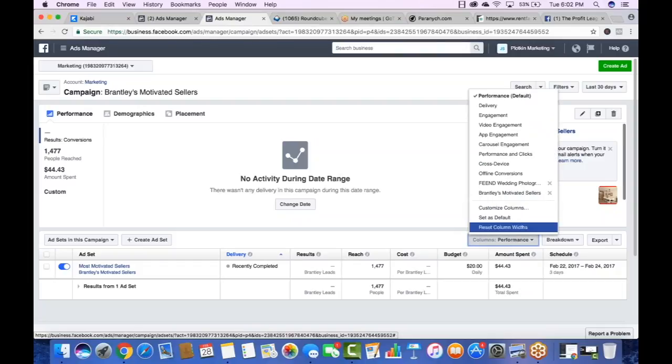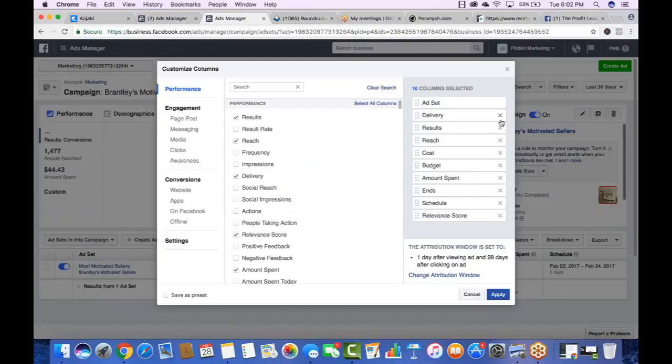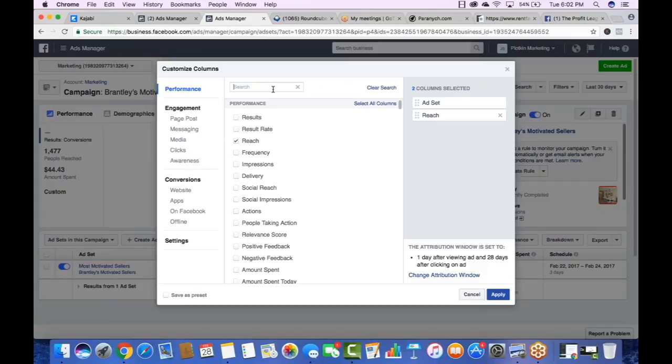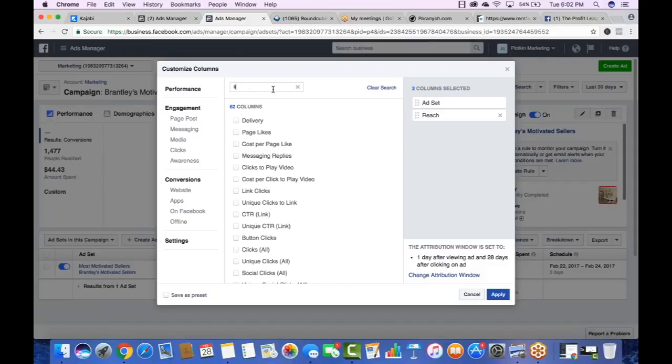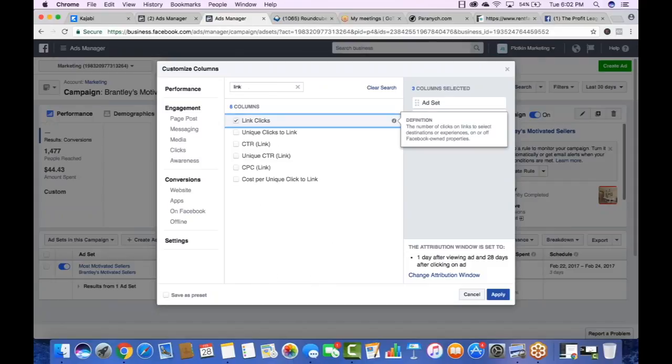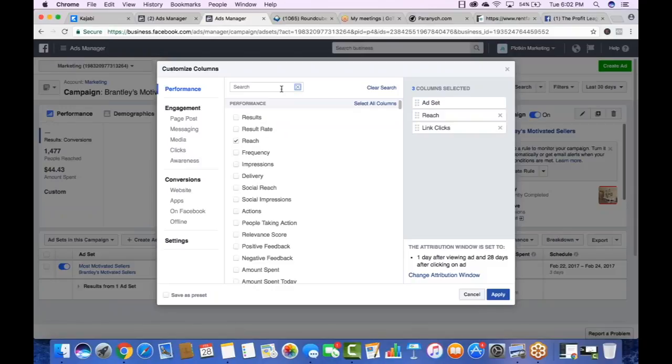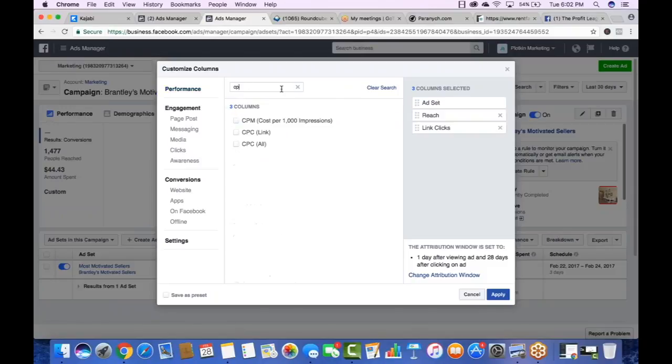So what I do is I go to this section here that's called customize columns, and we want to view very specific things. So I usually X everything out, and the things I want to see is how many people my ad got displayed in front of, and that's going to be your reach. The next thing I want to know is how many people actually clicked on my ad. So that would be link clicks. And then I want to know what it's costing me for each click. So that would be CPC link.